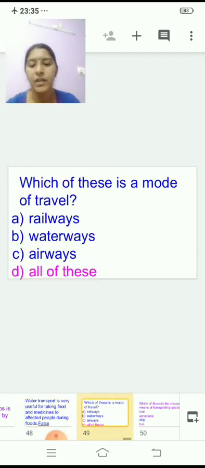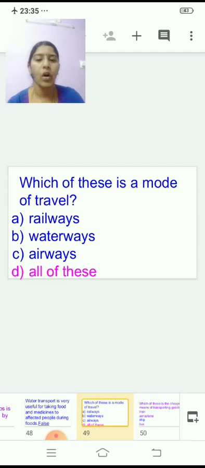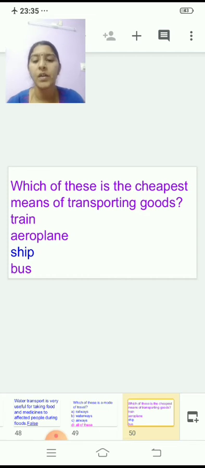Okay, the next one, multiple choice question. Which of these is a mode of travel? Railways, waterways, airways. So all of these things are modes of travel. So all of these is the answer for this.